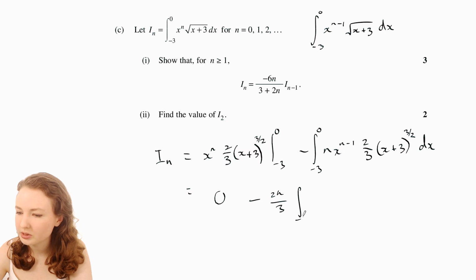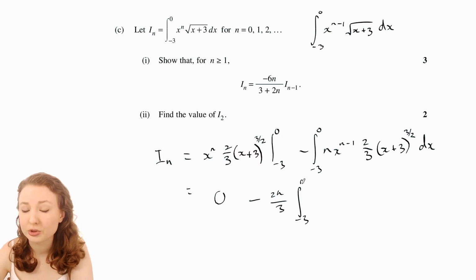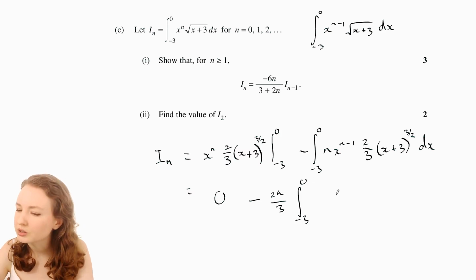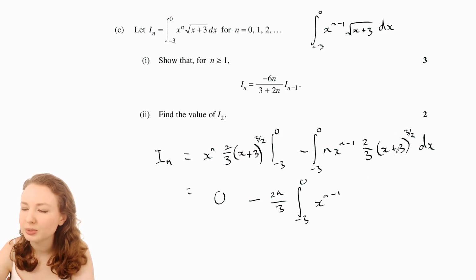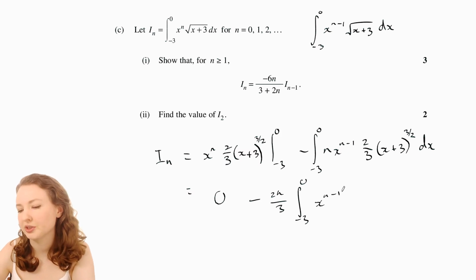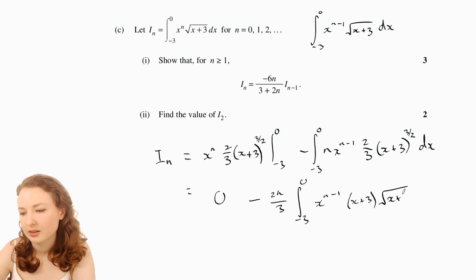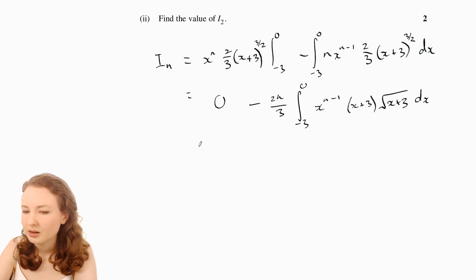Now, with this (x + 3)^(3/2), we don't really want to have that. We want to have something in terms of root x plus 3. So what we could do is turn that into (x + 3) times root x plus 3. Now that seems a bit closer to where we want to get to. All right, and then what we can do is expand this bit.